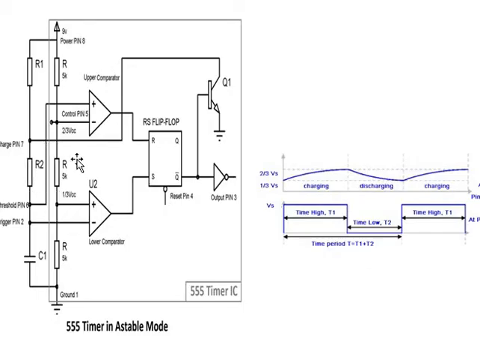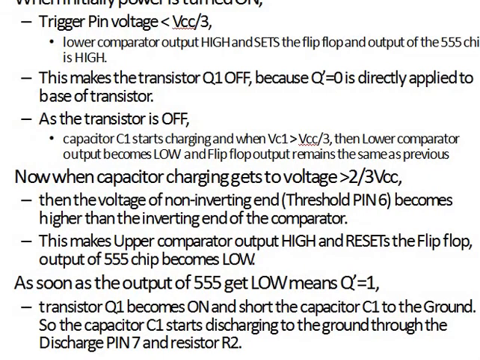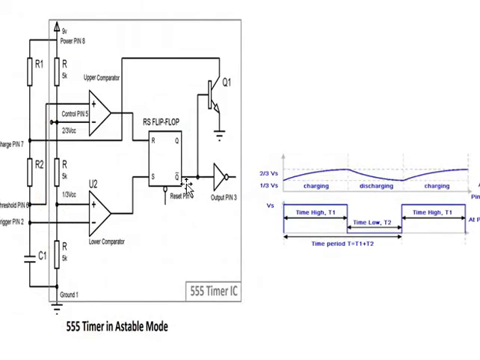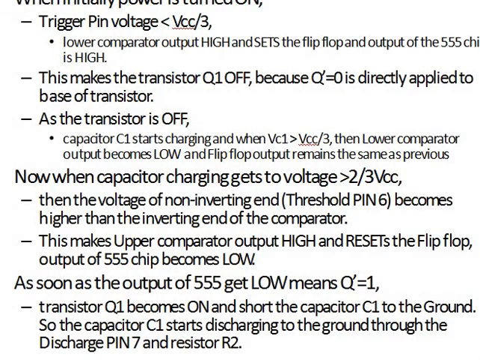This is the trigger input voltage. The voltage at pin 2 is less than VCC by 3, so the lower comparator output is high and sets the flip-flop, and the output of the 555 is high. This makes the transistor Q1 off.